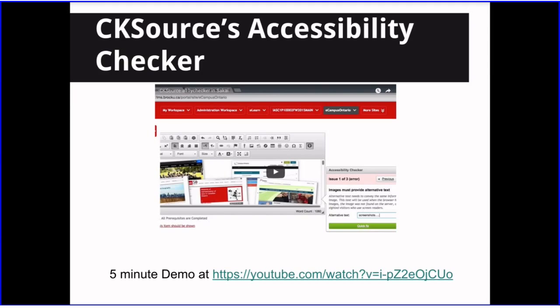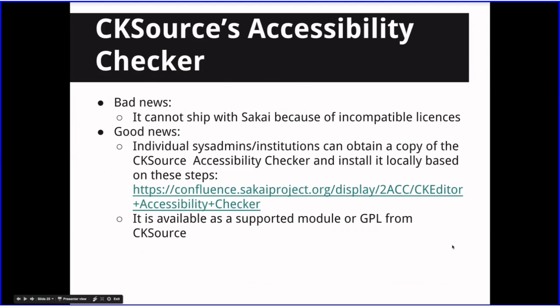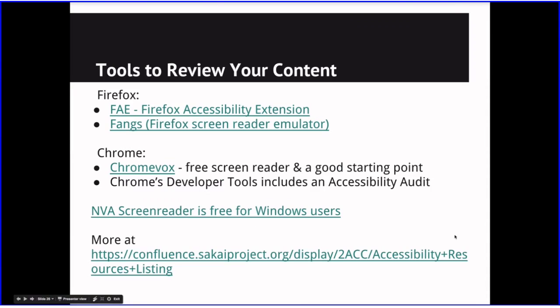And the distance between that and there is just knowing what to do, what changes to make. CKSource's accessibility checker allows people to both check that and incrementally discover the kinds of things that would make their content better. So we're coming up at the end of our time here. There's a link to the information about how it can be added to anyone's copy of Sakai.